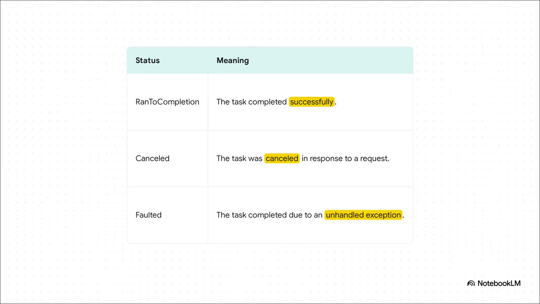So at the end of the day, when a task is finally done, it will end up in one of 3 final states. Ran to completion means, woohoo, everything worked. Canceled means it stopped nice and clean because we asked it to. And faulted, well, that means it ended because something went wrong. This gives us perfect clarity into exactly what happened with our background work.